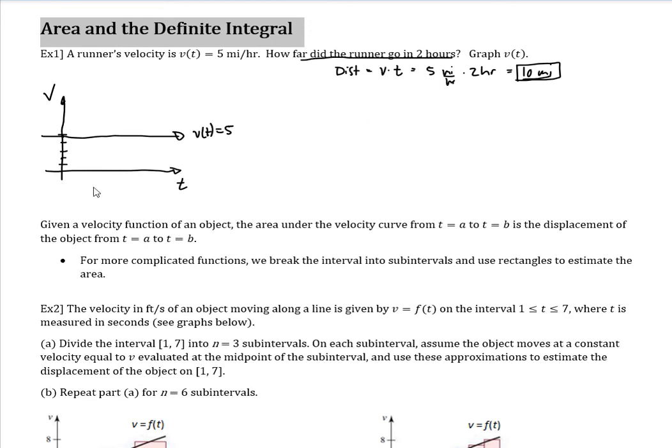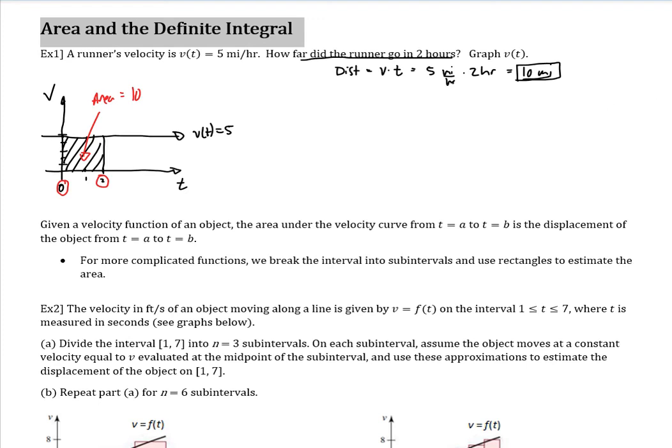What I want to show is that if we're assuming the runner starts at time 0 and goes to 2, this won't be to scale, but here's 1, 2, ran 2 hours. There's a connection between this curve, the runner's curve, and this area. From the starting time to the ending time, this area inside here is the area of a rectangle, which has a length of 5 and a base of 2, which would still be 10. So this area matches what we got for the distance.